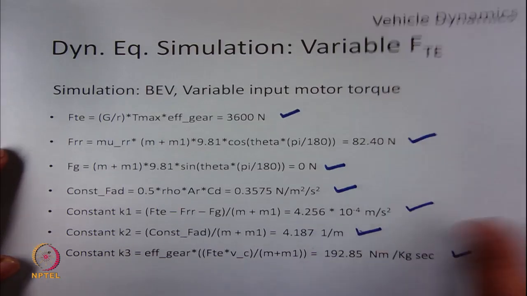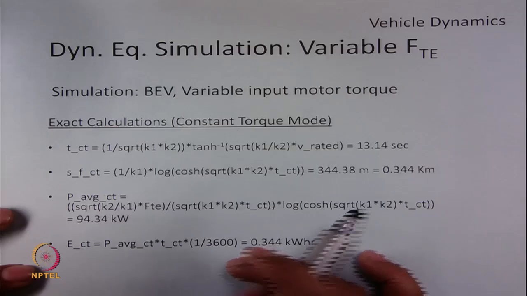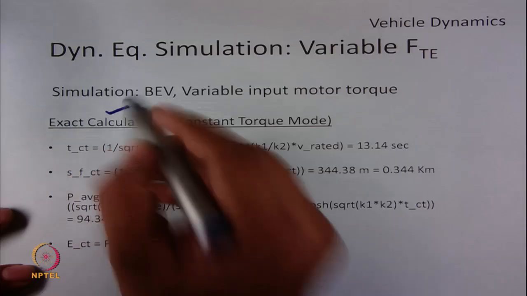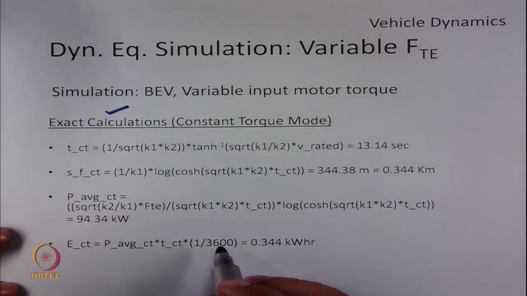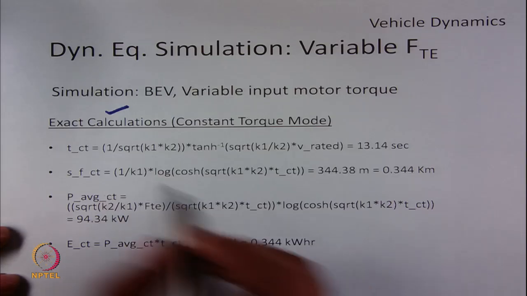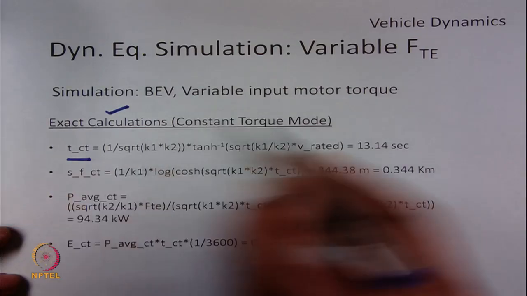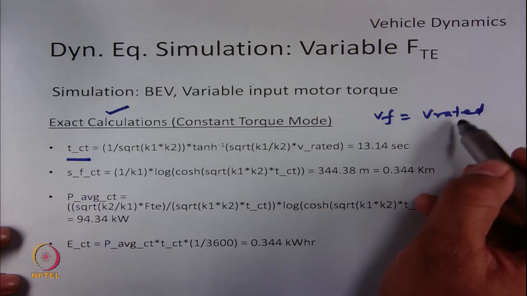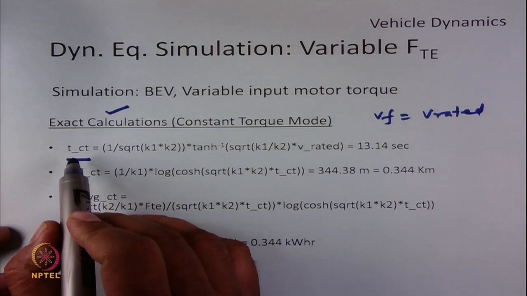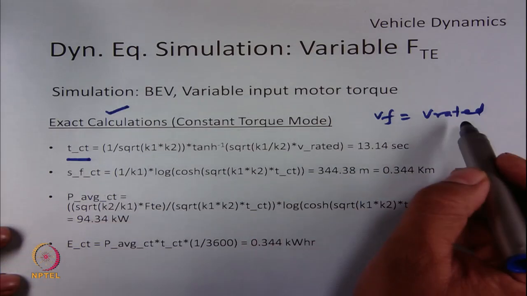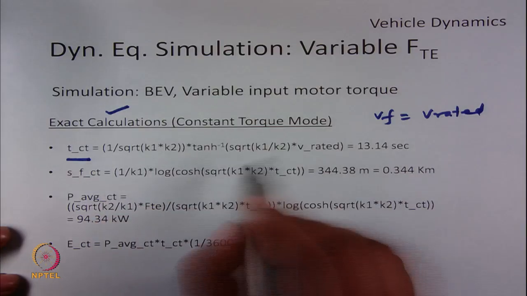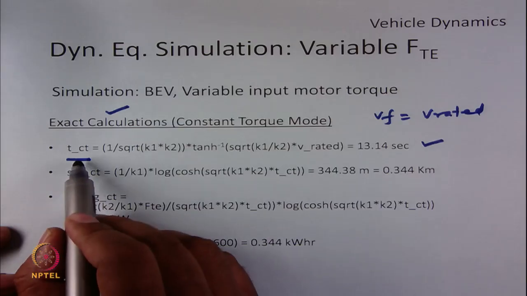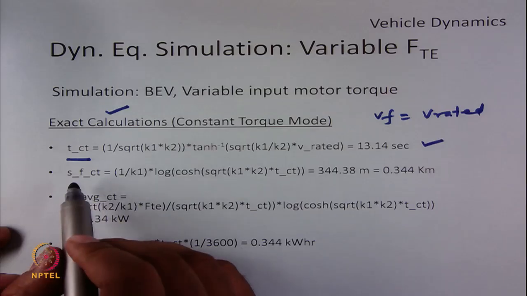So, once we have all these calculations with us, we can calculate the different performance parameters. We know that we can do exact calculations based on the equations we have derived for constant tractive input. In constant torque mode the Vf is equal to V rated. If we know this, we can substitute it in the time equation and get the time that is required to bring the vehicle from 0 speed to V rated speed. We know this equation and it turns out to be 13.14 seconds.